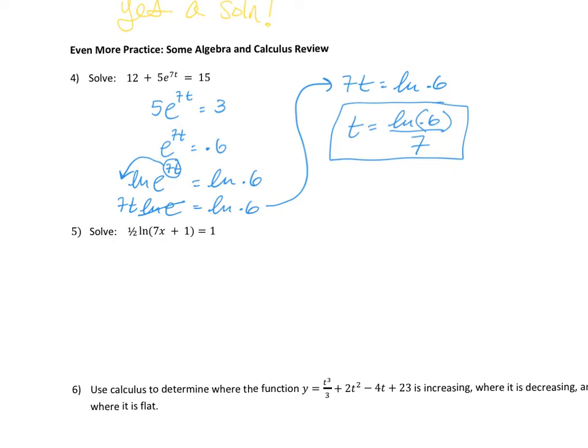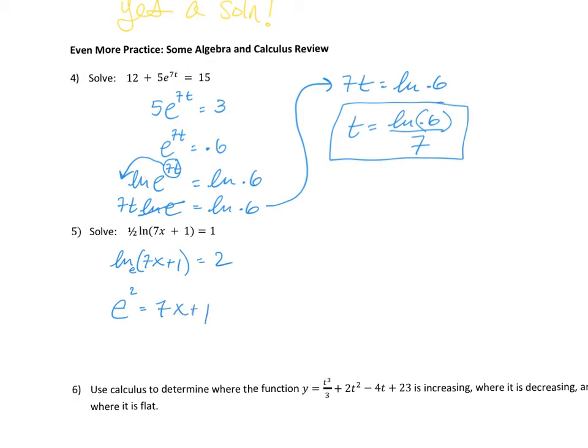Okay, to solve a logarithmic equation, you want to isolate the log. So I'm going to start by multiplying both sides by 2. So I get the ln of (7x plus 1) equals 2. And then you change it to exponential form. So there's a little hidden base e there. Ln means log base e. And so e is the base, 2 is the exponent. So this says e squared equals 7x plus 1.